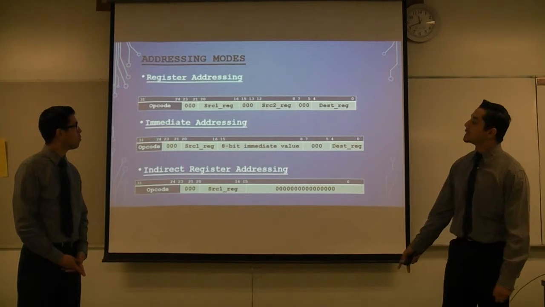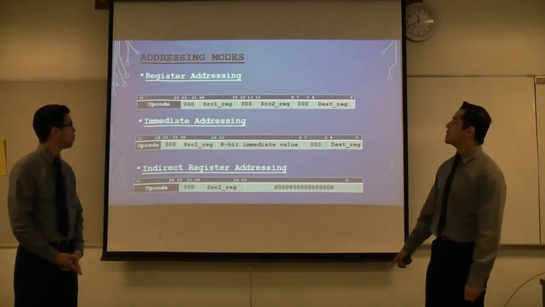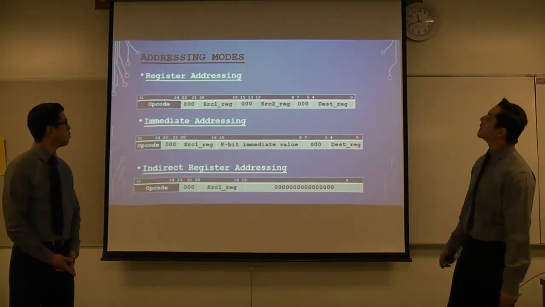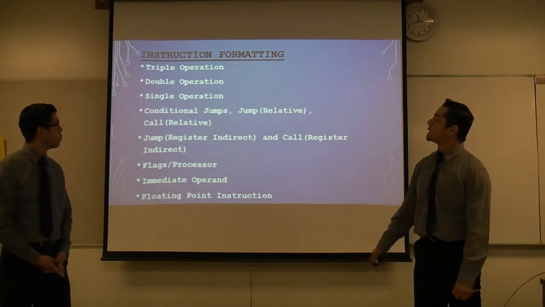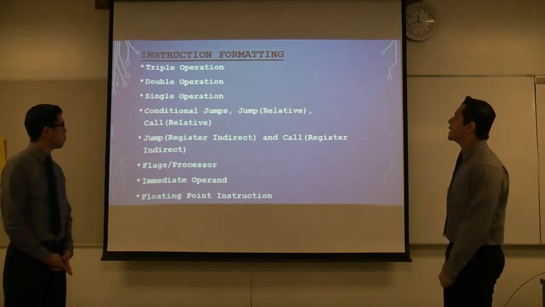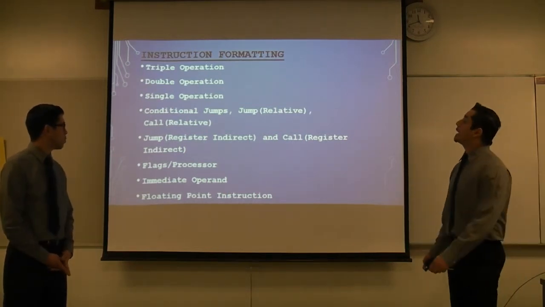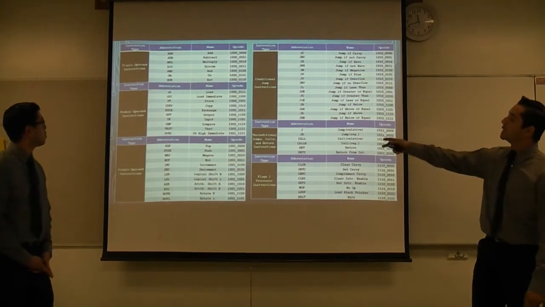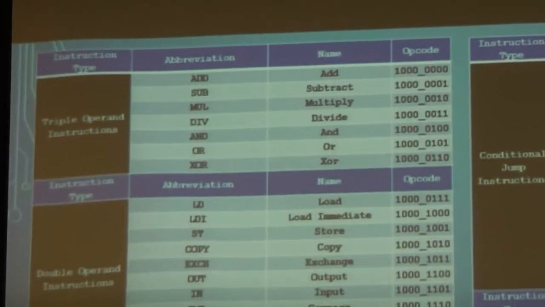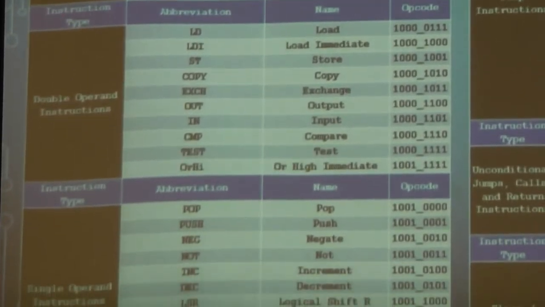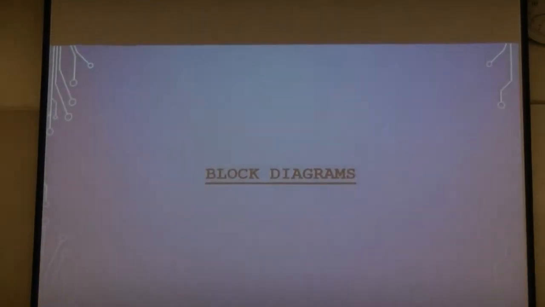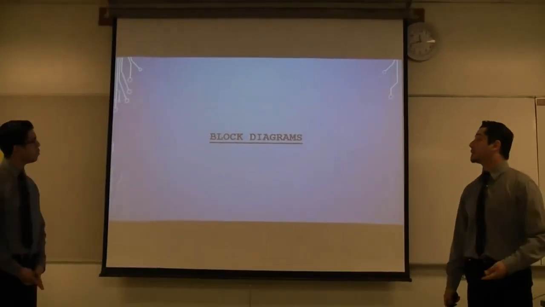Our addressing mode encompasses these 3: our register addressing, immediate addressing, and indirect addressing. And here's our codes. So our instruction formatting is pretty much our triple operations, doubles, singles, calls, jumps, flags, and immediates, and how we encompass these are these little diagrams that show how we went through, labels them out pretty nicely, knowing which opcodes go for which instruction and their abbreviations, and there's 80 of which we did for our processor. So now we're going to be moving on into our block diagrams.